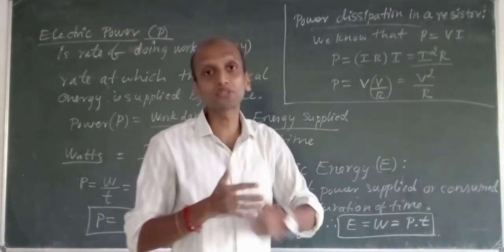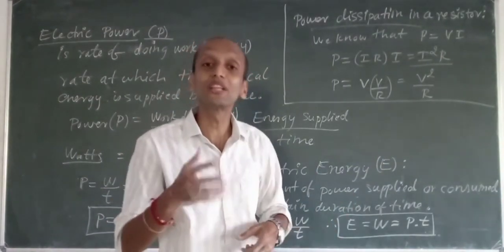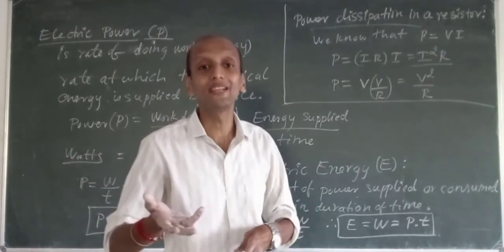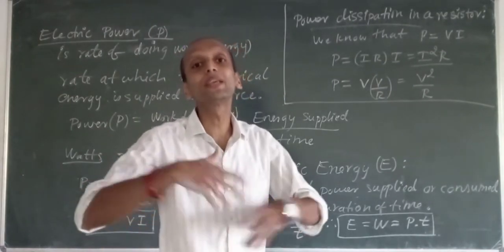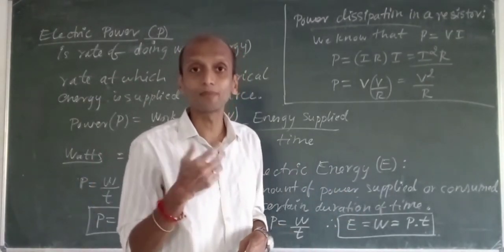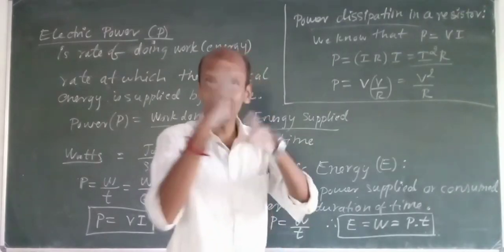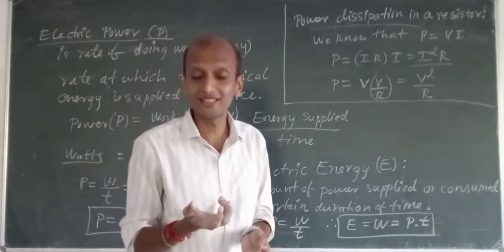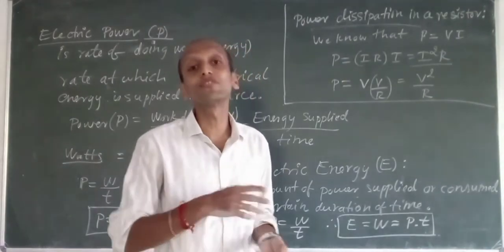Okay, so the energy will be given out in the form of heat. When electrons go and collide with the atoms, the energy will be converted into heat. This energy will be given out into the surroundings, so the device will get heated up. We know that our mobile phone gets heated, and this is all because of the current flow.